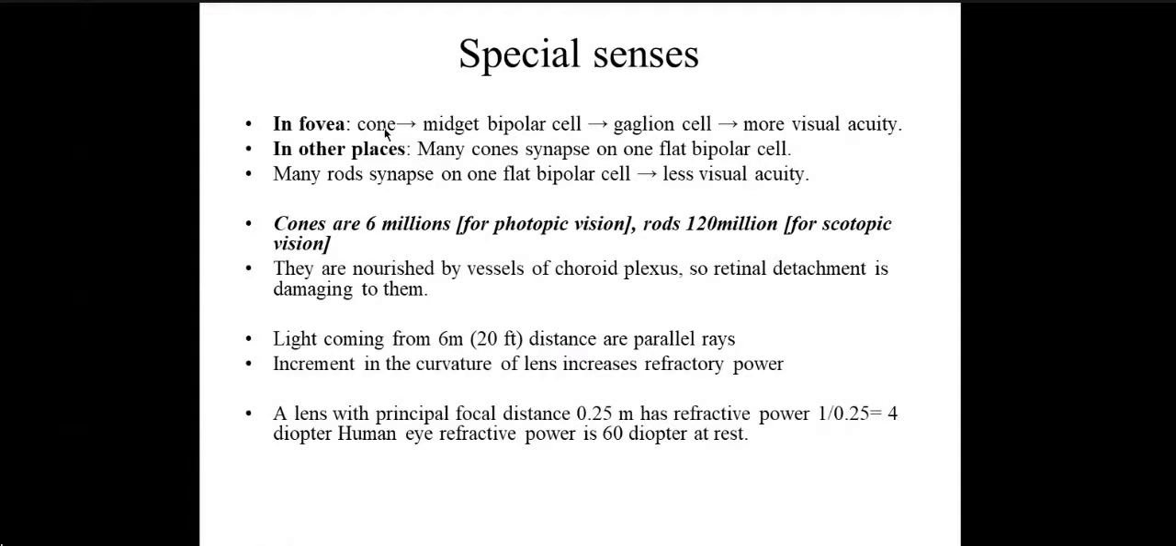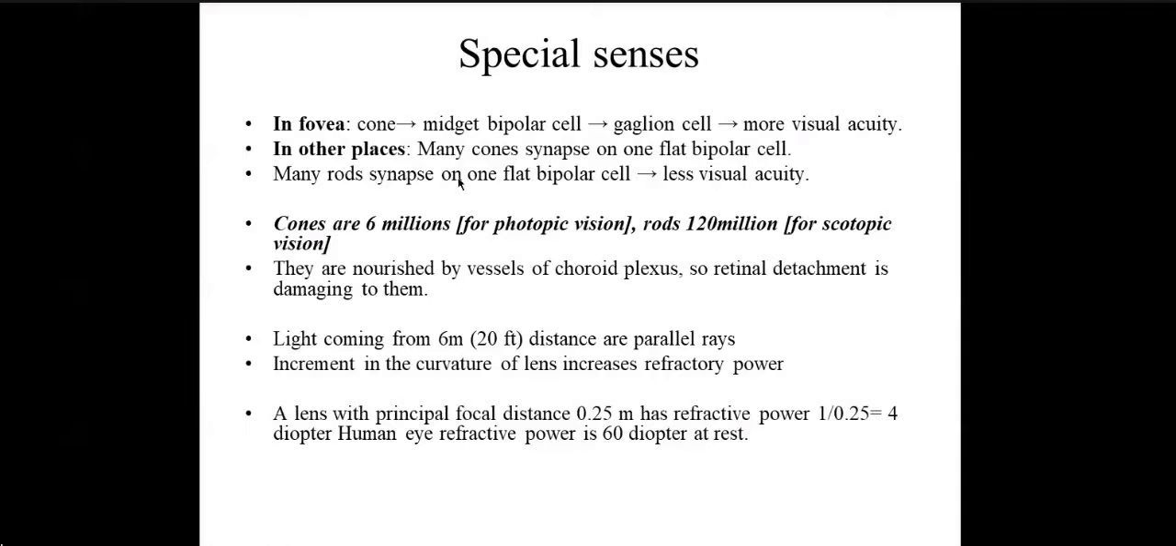one cone cell is connected to one midget bipolar cell, and one midget bipolar cell synapses with one ganglion cell. So visual acuity, meaning sharpness of vision, is more, because a 1:1 connection is there. One cone, one bipolar, and one ganglion cell in the fovea. In other places, many cones synapse on one flat bipolar cell, so the visual acuity is not so high.